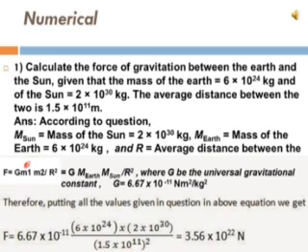Therefore, putting all the values in the above expression, we get F is equal to 6.67 × 10^-11 × 6 × 10^24 × 2 × 10^30 divided by (1.5 × 10^11) whole square, which is equal to 3.56 × 10^22 Newton.